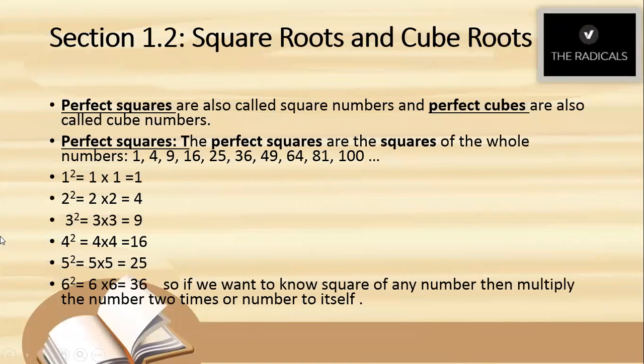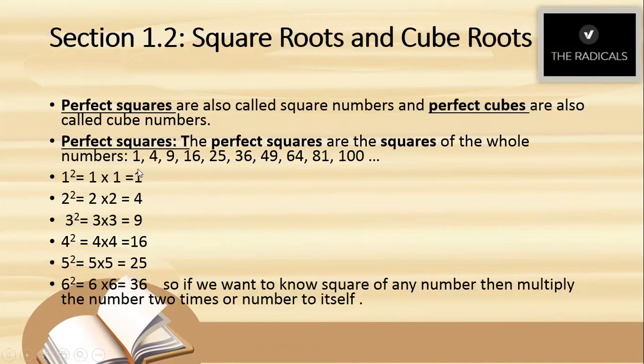Today we are going to start the new topic, that is square roots and cube roots. Before going into detail, we have to know what perfect squares are. Perfect squares are also called the square numbers, and perfect cubes are also called the cube numbers. Perfect squares are the squares of the whole numbers.